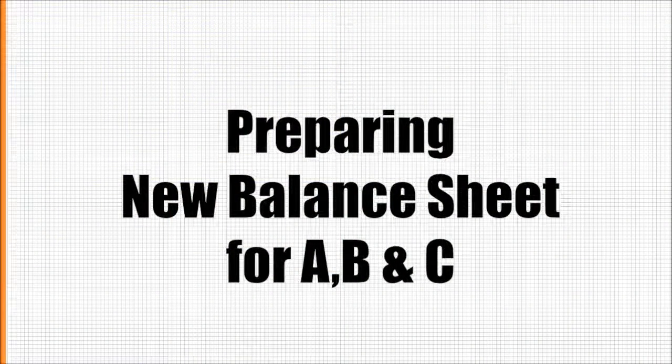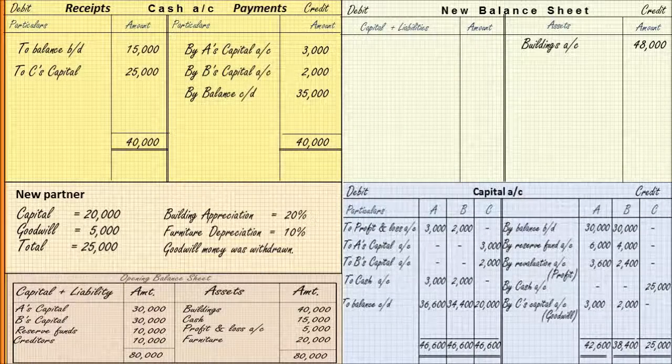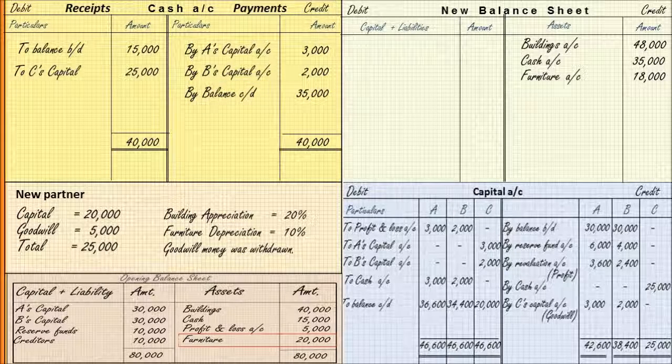Now prepare the balance sheet of A, B, C. Building. Previously it was 40, now it is 48. Cash. Previously it was 15,000, now it is 35,000. Furniture 18,000. Previously it was 20,000 because it has been reduced by 2,000. Be careful, there is an accumulated loss of rupees 5,000 that has been distributed, I mean to say that has been transferred to the capital account, so it's no more. Now the total is 1,01,000.